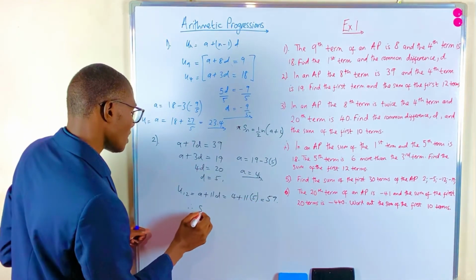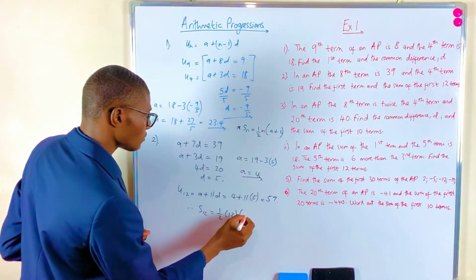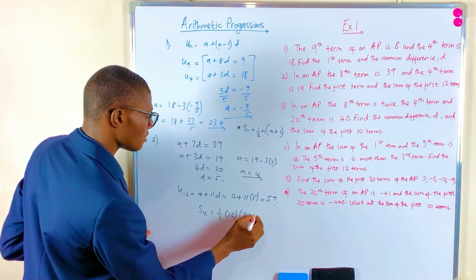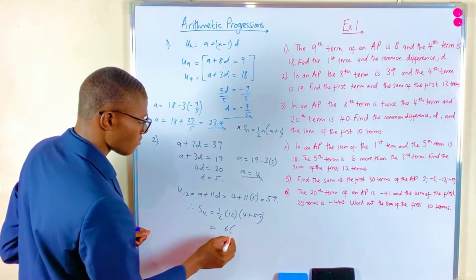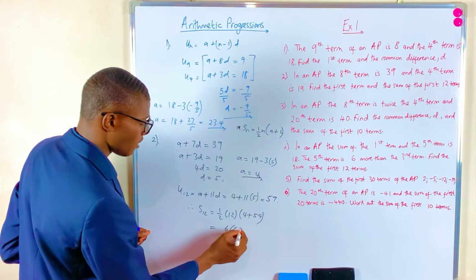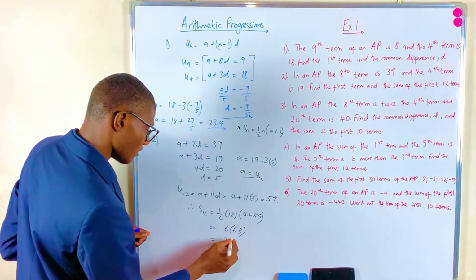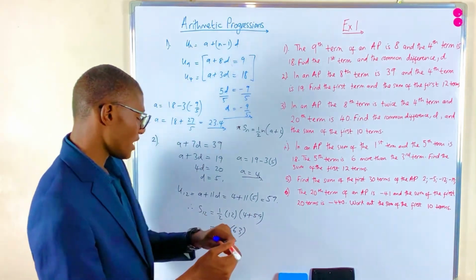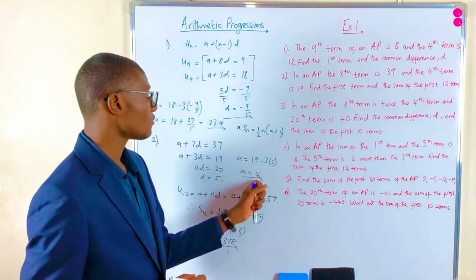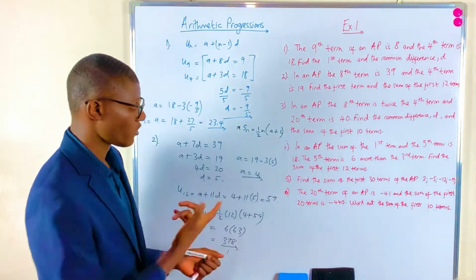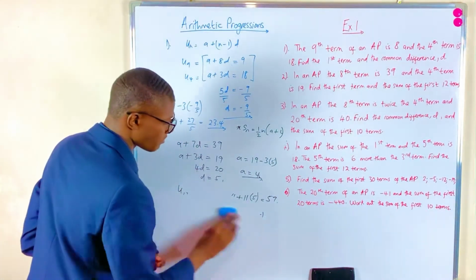Such that the sum of the first 12 terms would be 1 over 2 times 12 times a plus l, which is 4 plus 59. This will be 6 multiplied by 63, and this would be 378. This would be the sum of the first 12 terms, and the first term, which is a, would be equal to 4. Now let me erase this. Let's then move on to number 3.